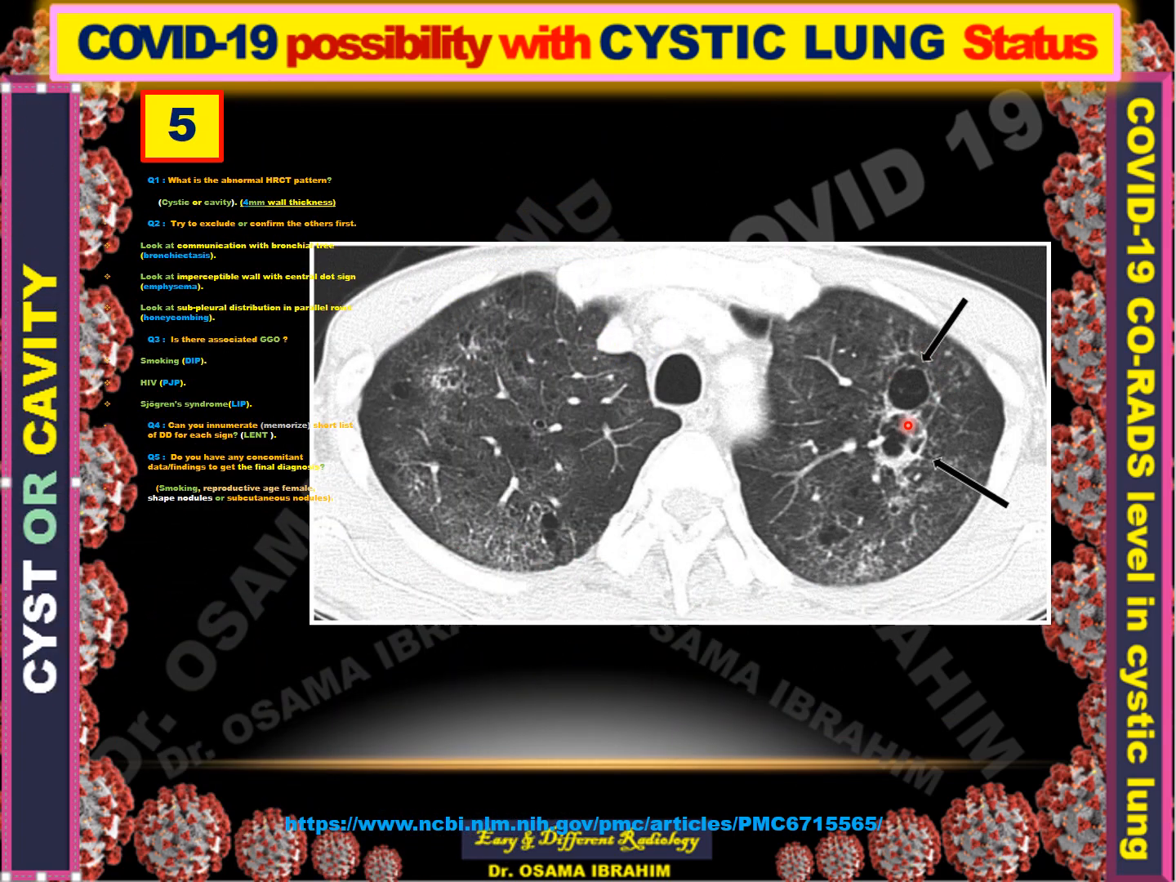Another case of this. How can I know this is a cyst? Because the wall is less than 4 millimeters. Is there any ground glass opacity? Yes, there is ground glass opacity, bilateral, with subpleural and central distribution. Okay, ground glass and cysts.